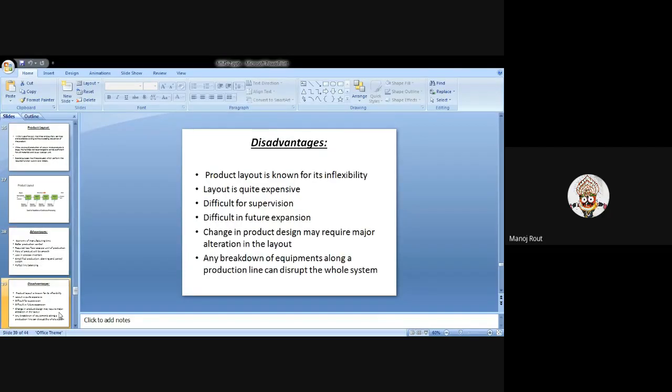And these are the disadvantages. Product layout is known for its inflexibility, and the layout is quite expensive, difficult for supervision, and difficult for future expansion. A change in product design may require major alteration of the layout. And the last one is that a breakdown of equipment along a production line can disturb the whole system. Going to the next one.